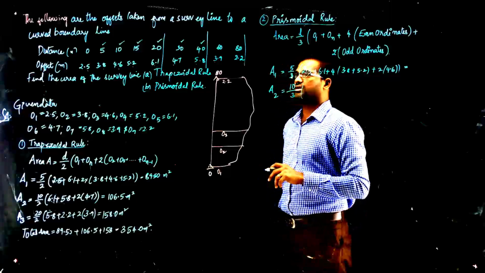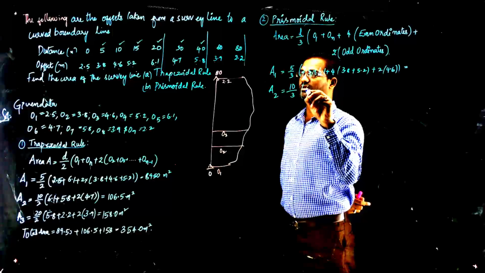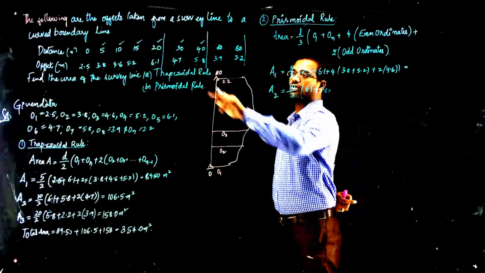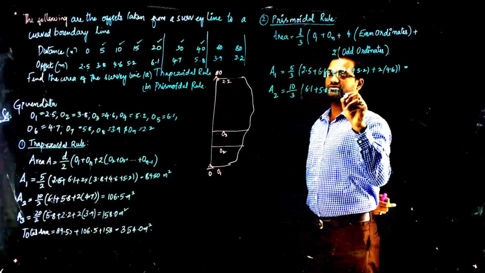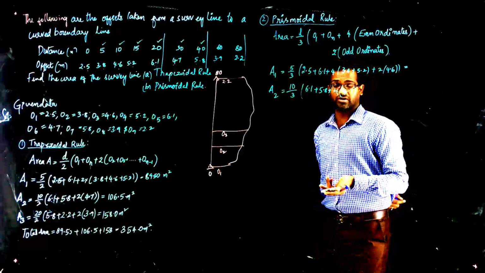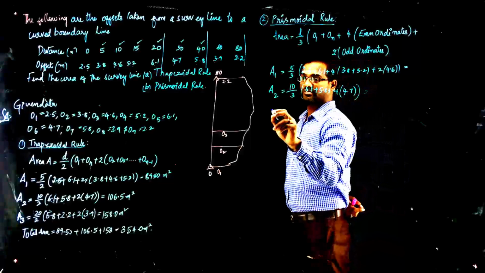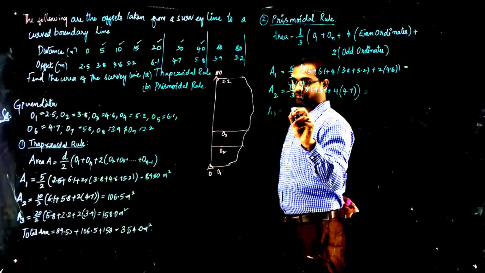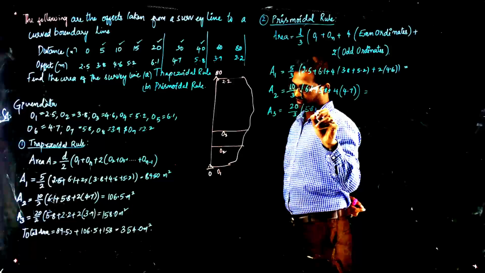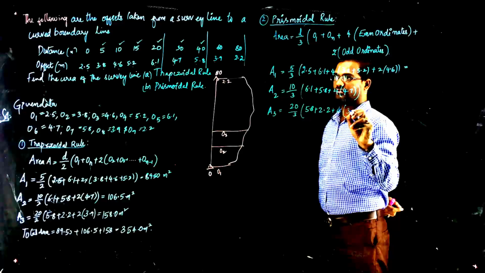A2 denotes the common distance of 10 meters. These three ordinates have a common distance of 10 meters. So this is 6.1 plus 5.8, and the even ordinate is 4.7, taken 4 times. There is no odd ordinate because we have only 3 ordinates. Similarly, A3 is given by 20 divided by 3, 5.8 plus 2.2 plus 4 times 3.9.